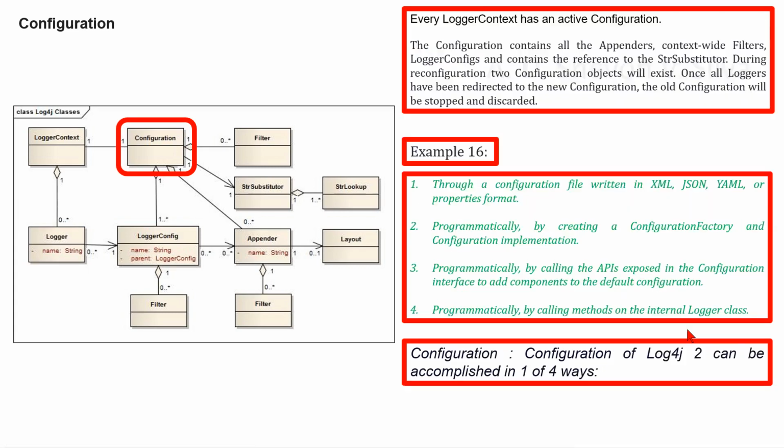Now we are considering configuration. The configuration of Log4j2 can be accomplished in one of four ways. One, through a configuration file written in XML, JSON, YAML, or properties format. Two, programmatically, by creating a ConfigurationFactory and Configuration implementation. Three, programmatically, by calling the API exposed in the Configuration interface to add components to the default configuration. Four, programmatically, by calling methods on the internal Logger class.